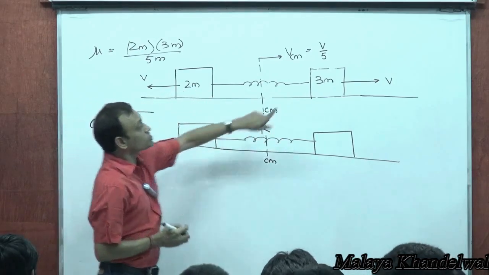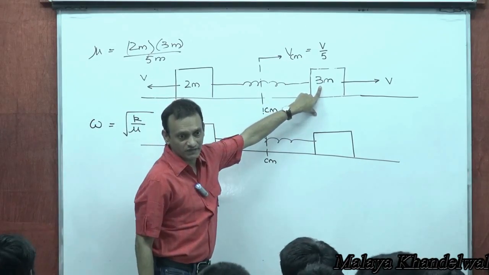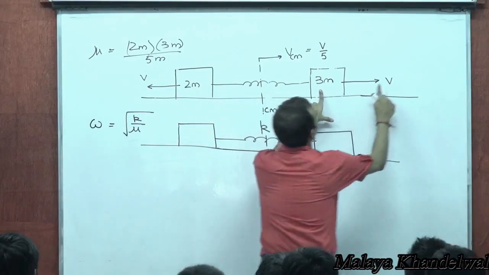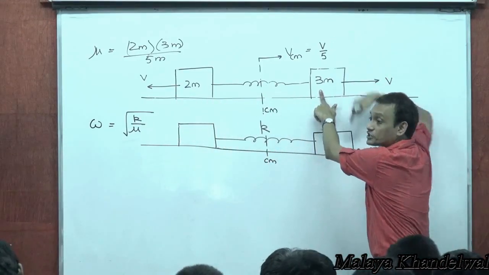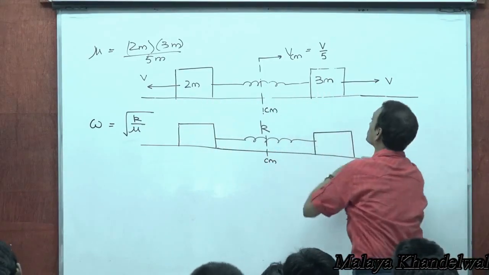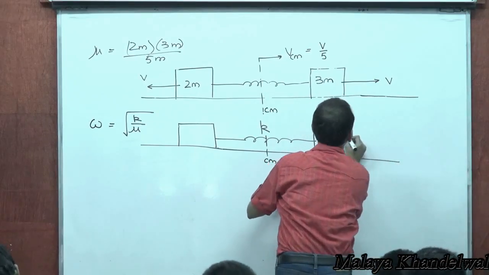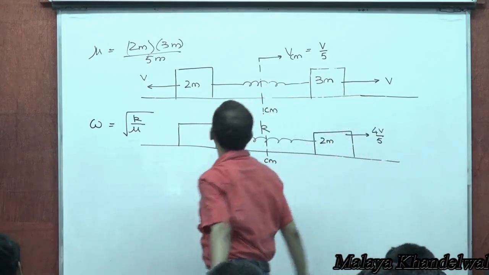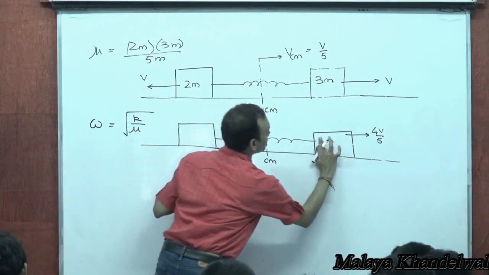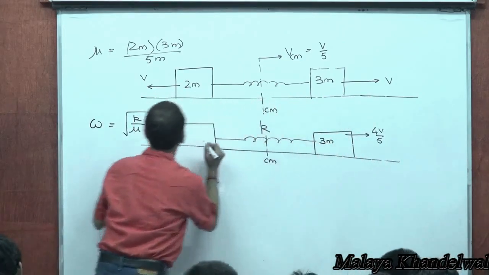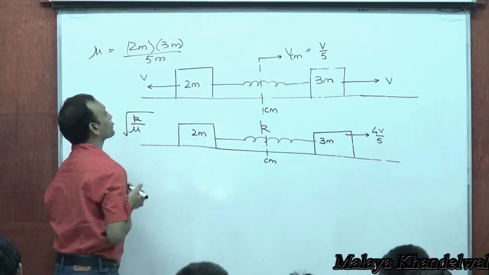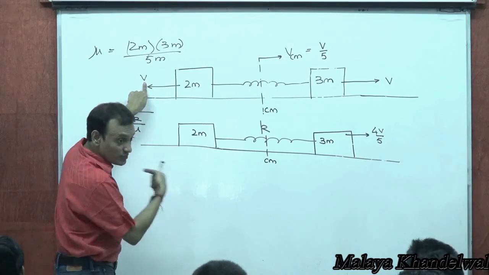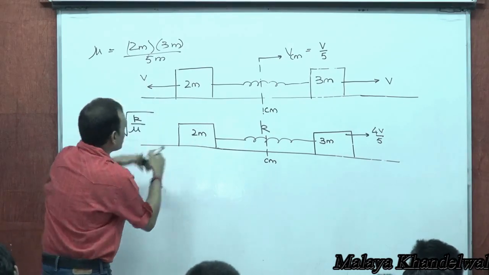Let me look at the velocity of this with respect to the center of mass. Initial velocity when the spring is unstretched, the velocity of this in the center of mass frame is going to be v minus v by 5, which is 4v by 5 to the right. Now this is 3m. The mass 2m, realize, has a velocity v plus v by 5, that is 6v by 5 to the left, as seen by the center of mass frame.